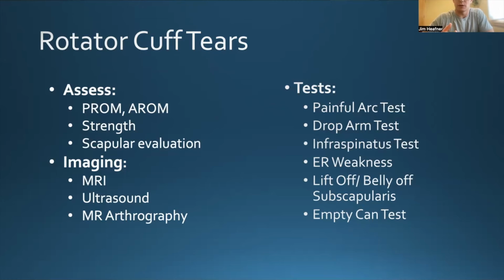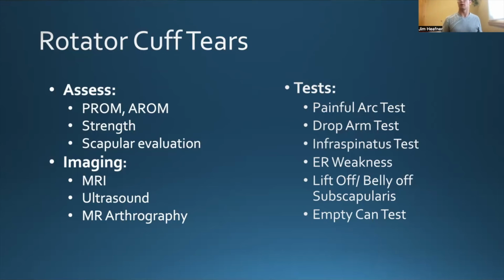For imaging, we're commonly going to see MRI or MR arthrography as the gold standards for rotator cuff tears, but we'll also see diagnostic ultrasound. The MRI and the MR arthrography are much more considered the gold standard versus the ultrasound. Testing is going to be similar to what we see from our subacromial impingement testing, but then we're also going to be teasing out the specific rotator cuff tear testing to see the severity of the rotator cuff tear.